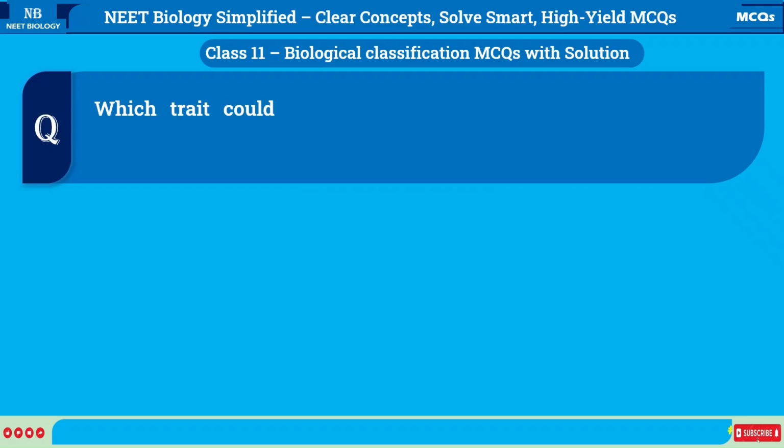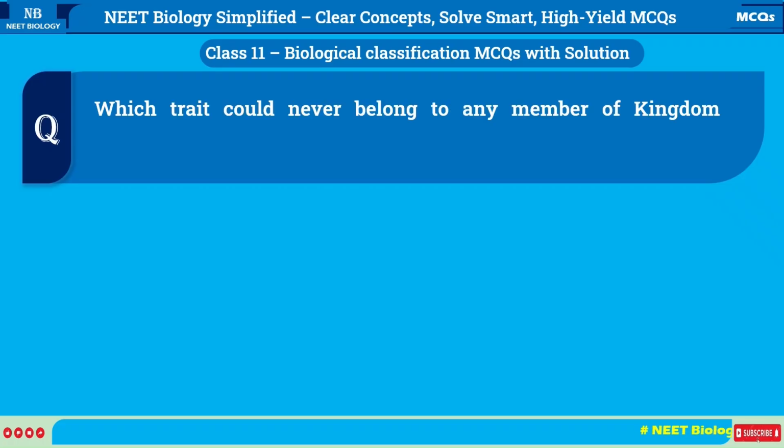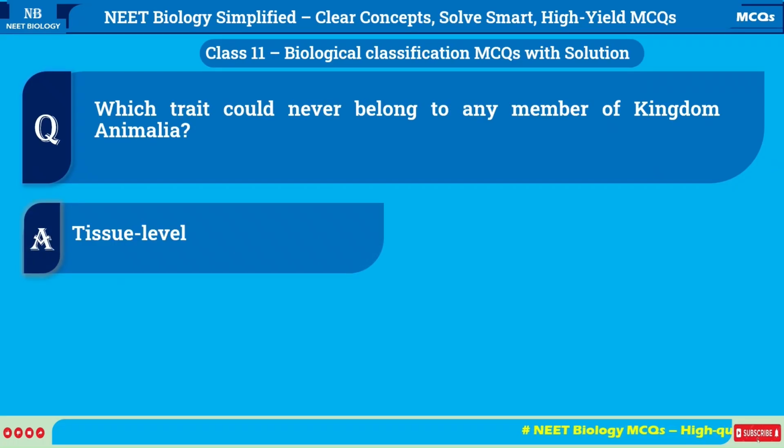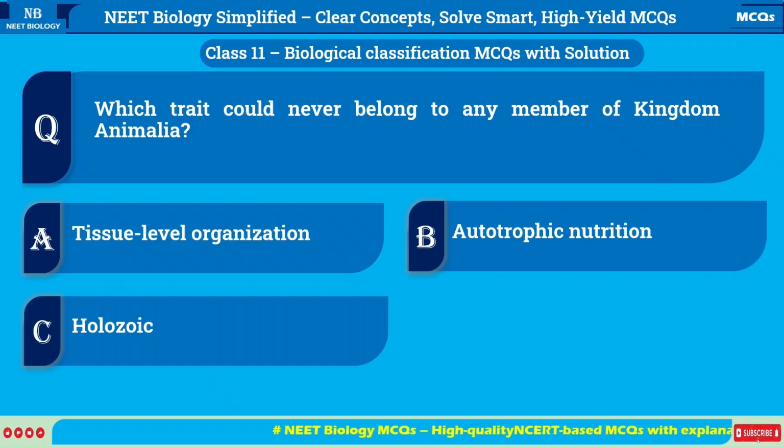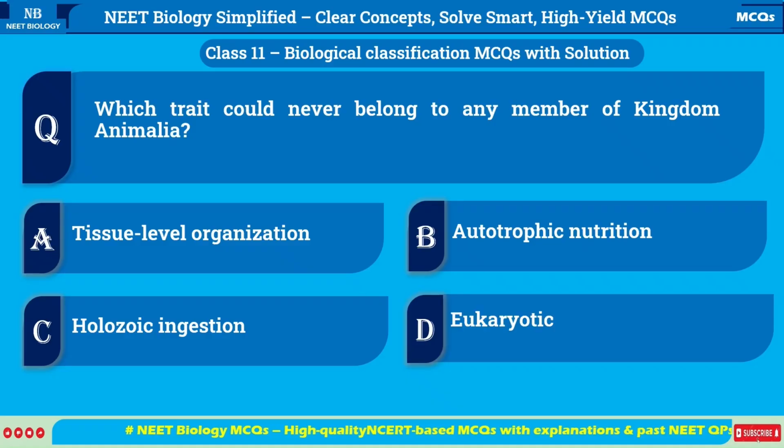Which trait could never belong to any member of kingdom Animalia? A. Tissue-level organization. B. Autotrophic nutrition. C. Holozoic ingestion. D. Eukaryotic cell.